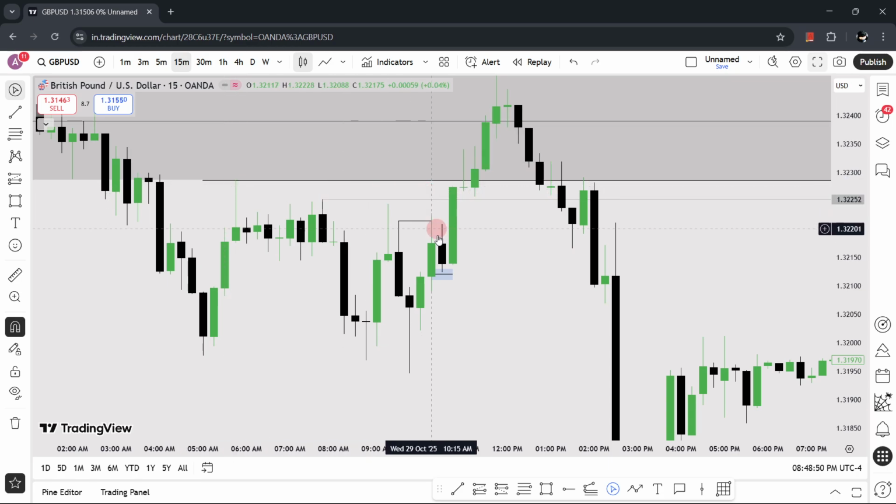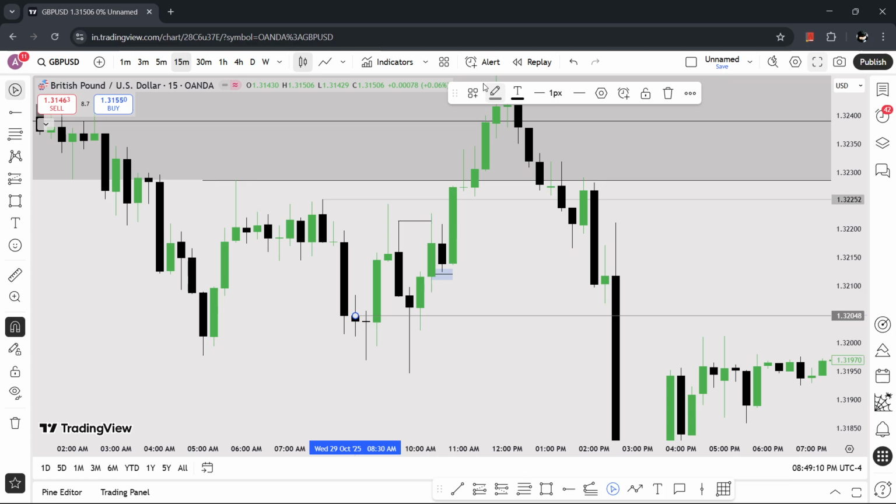All of this here is kind of accumulation. Now, where did we start? I think, yeah, that's the 7 o'clock thing. This is 8:30, right? That is your 8:30.